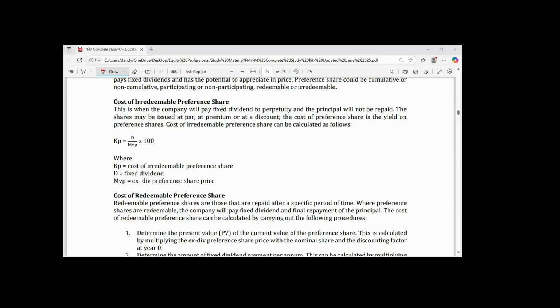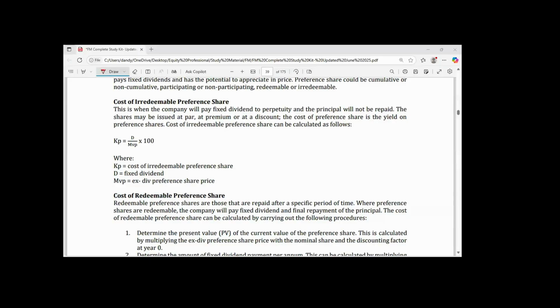Cumulative preference share, you can keep cumulating the preference dividend until profit is available to cover the outstanding dividend. But for non-cumulative preference share, the dividend cannot be accumulated. So in any year there is no profit, you just forfeit. The investor will forfeit the preference dividend that he is supposed to earn. So that is that. Now, the major one where we have work to do is under the redeemable as well as the irredeemable preference share.